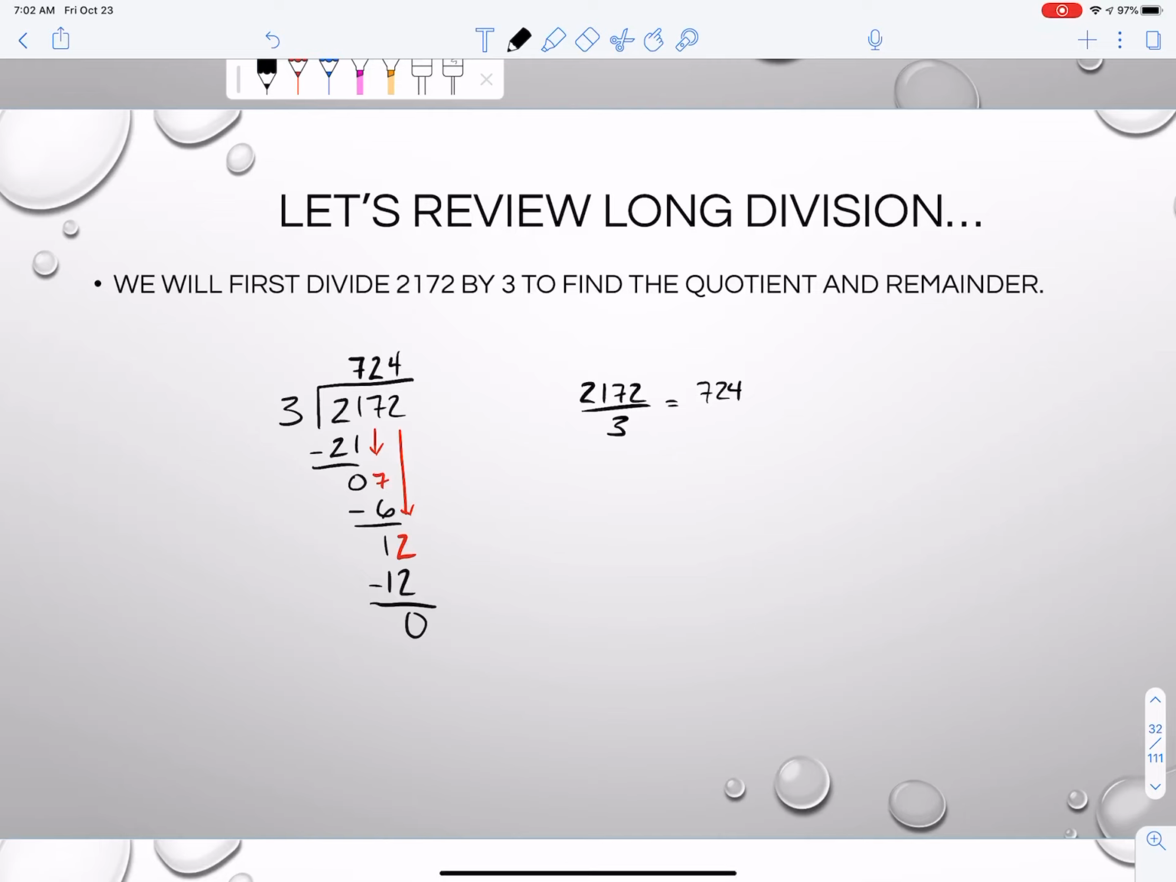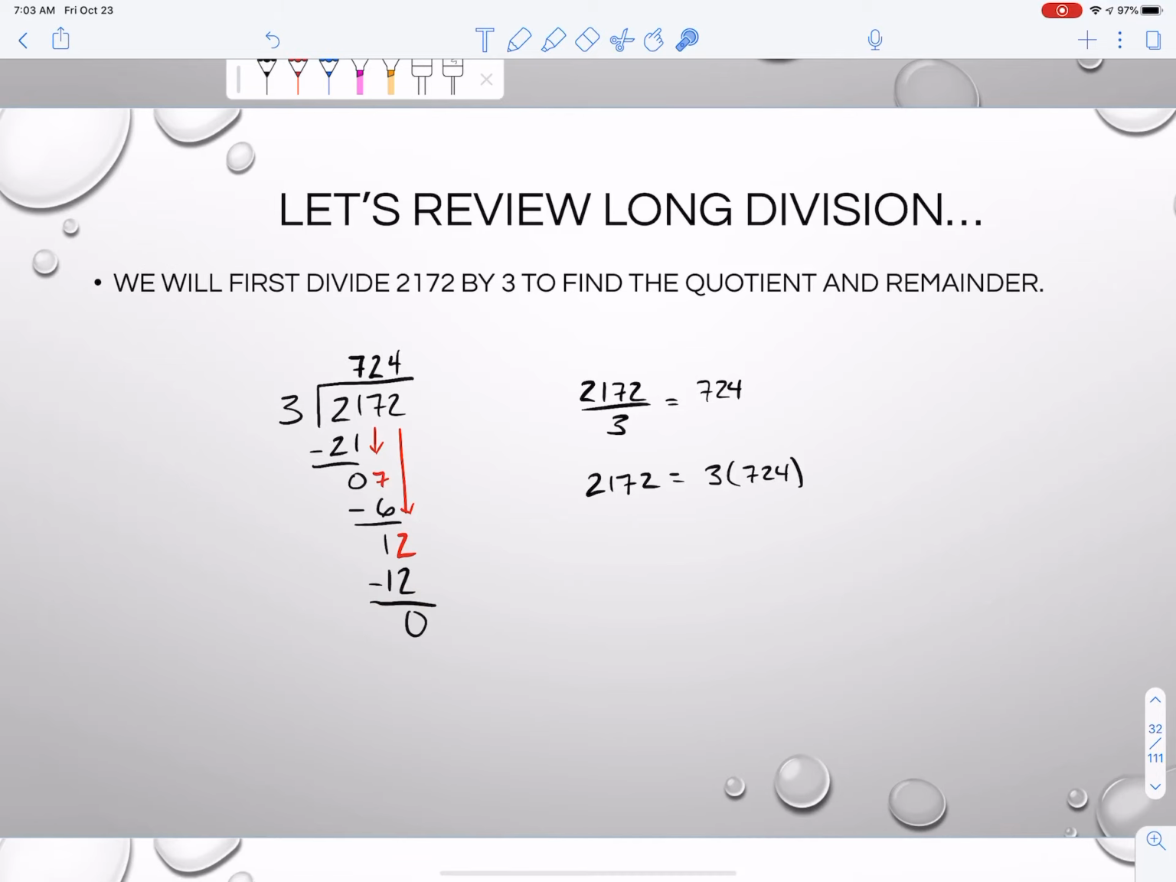One other thing that I could do is I could actually write this, if I multiplied both sides by 3, now that we know some algebra rules, as 3 times 724, right? Because I ended up getting a remainder here that was 0. Okay, that's a really key part of my ability to do this, or at least to write it that way.